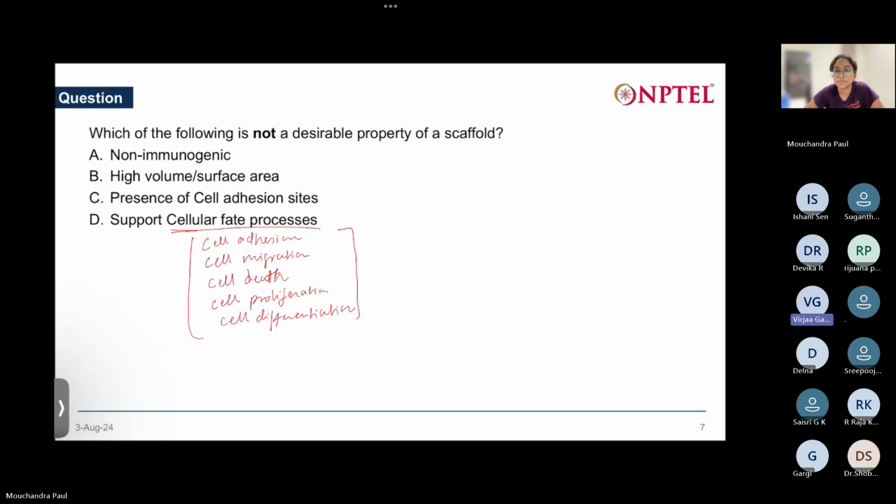I feel it is B, the same as B you said. Okay, it is B. So both of you are correct. It is B. We want rather high surface area to volume ratio.